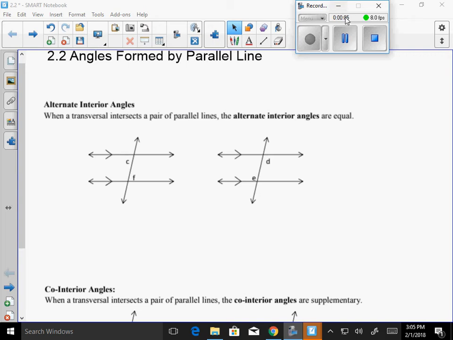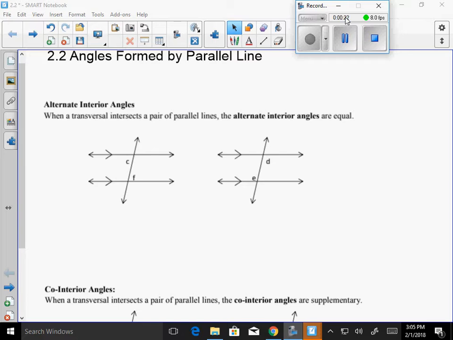Okay, guys. So what we're going to do today is go over section 2.2. This is all about angles formed by parallel lines and their properties. Now, the properties are pretty straightforward. That's not the problem that people run into. It's using these properties now to solve things.